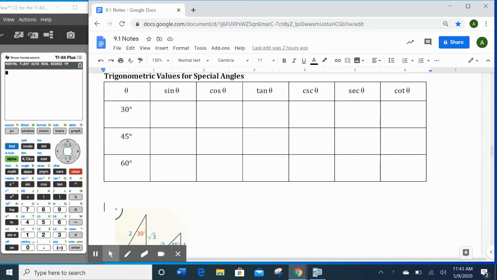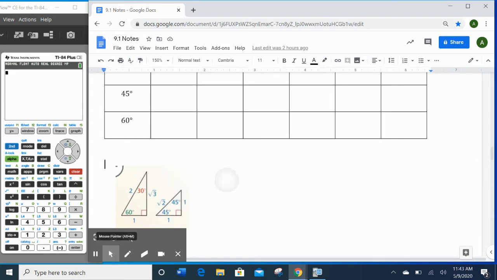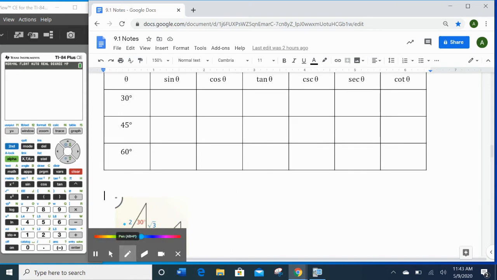But finding the trig functions, I guess you can just fast forward through me filling all this in, or skip to the end, whatever. But they come back to these two triangles. So the sine of 30 degrees, so the 30 degrees is right here. The opposite is 1, and the hypotenuse is 2. So the sine of 30 degrees is 1/2.